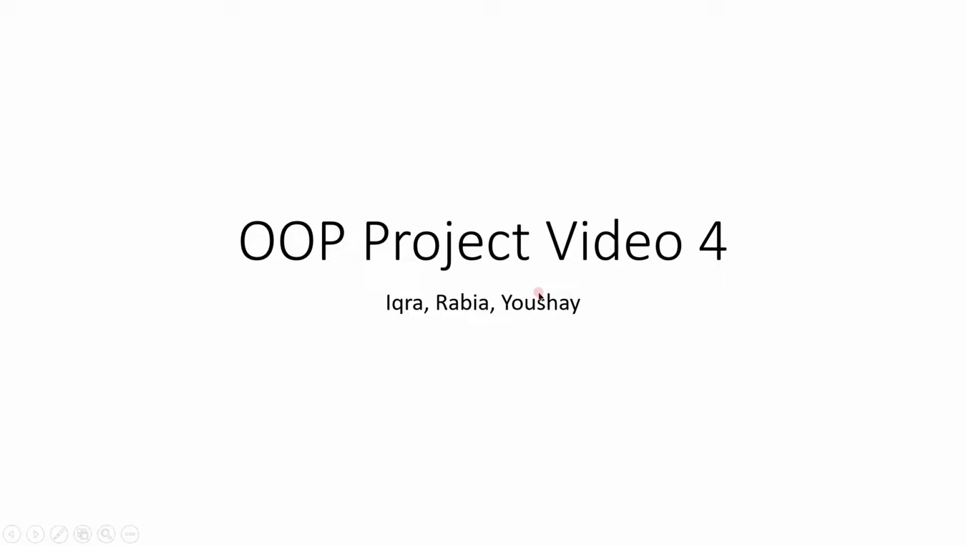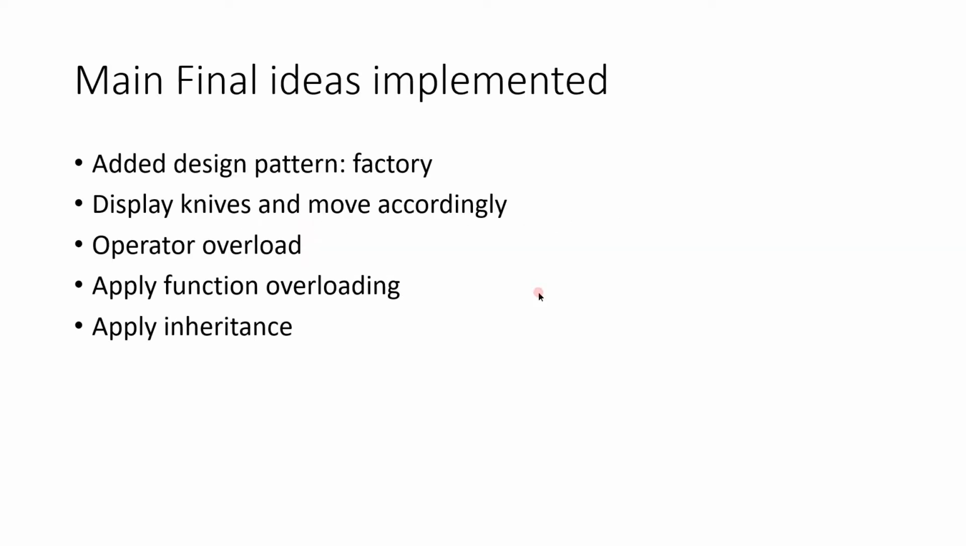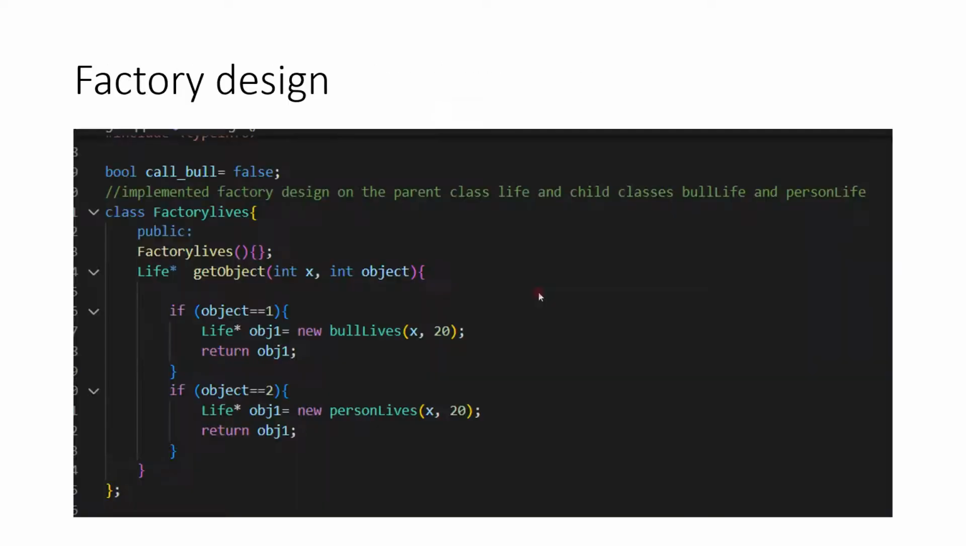And in this video, we will be discussing the last implementations that we have done for our game. And then we will be showing you our final game and how it runs. So to just list down some things that we did, main things that were also required in the rubric, we added a design pattern, which was factory design pattern. And we displayed our knives on the screen, the number of knives that the user had, and we moved them according to what key the user called them on, and we applied operator overloading, function overloading, inheritance, and many other concepts that we will show you throughout time in this video, and then run the game towards the end.